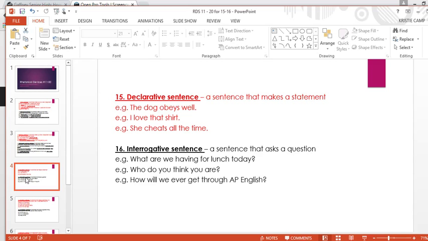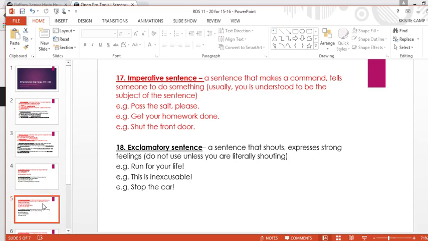Number 16, interrogative sentence. That's a question. When you ask a question, you are interrogating, so it is an interrogative sentence. What are we having for lunch today? Who do you think you are? How will we ever get through AP English? Interrogative sentences are questions. Number 17, an imperative sentence is a sentence that makes a command.